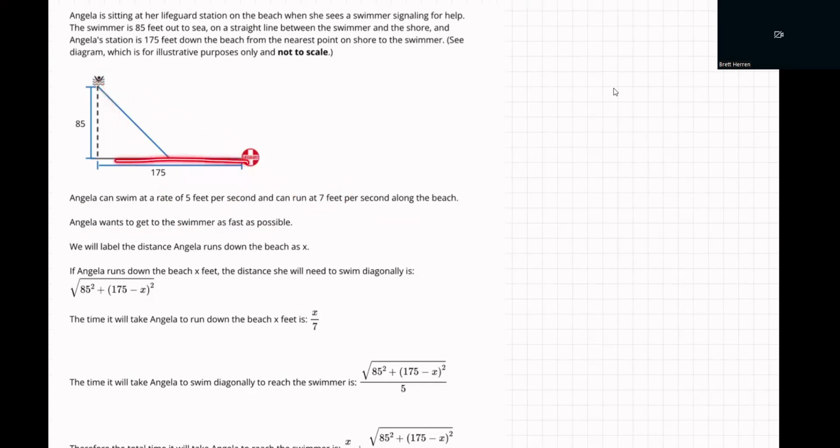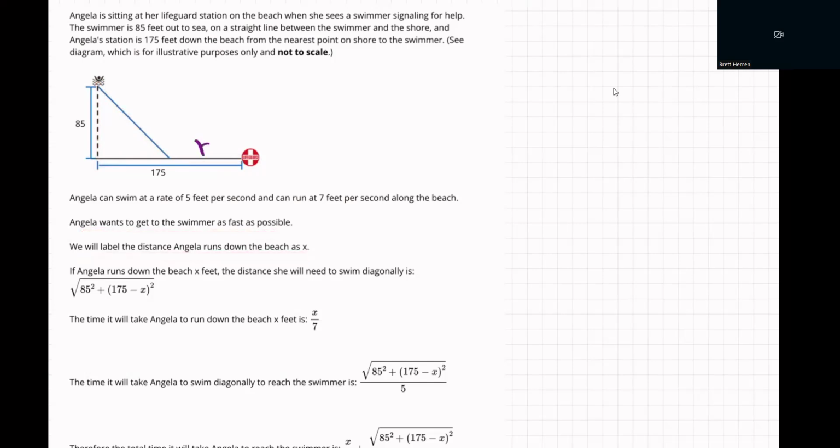Now you think, well, can she just run all the way? Then that'll be the shortest swim distance. Well, that'd probably be too far because that's a lot of travel. There's probably some point in the middle where she should run to some point and then swim the rest, and that'll be the shortest. That's what we're going to try to calculate. So Angela wants to get to the swimmer as fast as possible.